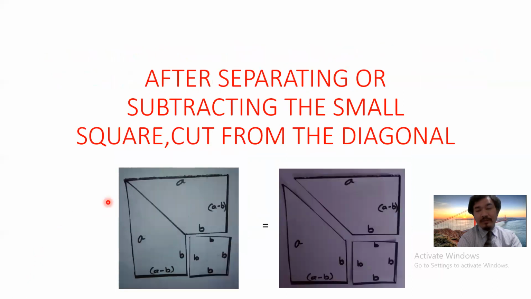Now here, as I just told you in the previous slide, from here we have to cut. It will come like this, one figure and another figure. This square we have already subtracted: the big one was a square, and from that a square we have subtracted this b square. After that, these two parts remain by cutting from here to here. Now what happens in the next slide?